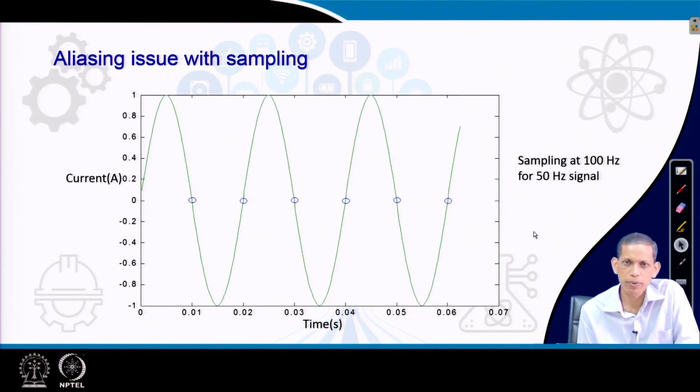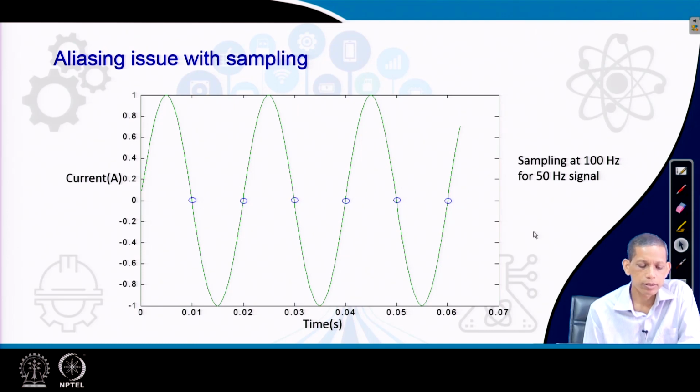Now, the issue with sampling is this. Suppose this is the same 50 hertz signal, and as per the Shannon sampling theorem, the 50 hertz signal should be sampled at least at twice the frequency of the fundamental component, that is 100 hertz. If you sample at 100 hertz, and if you start from this point, every half a cycle you will get 1 point, and that leads to a situation where only these values will be obtained in the analog to digital process.